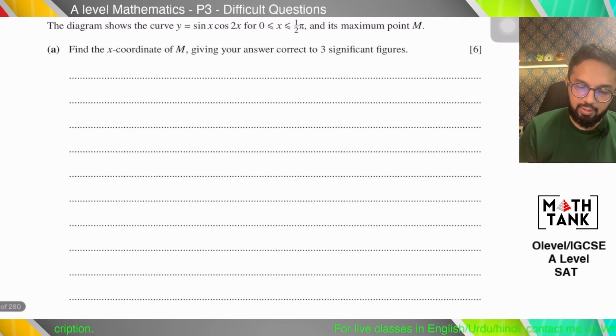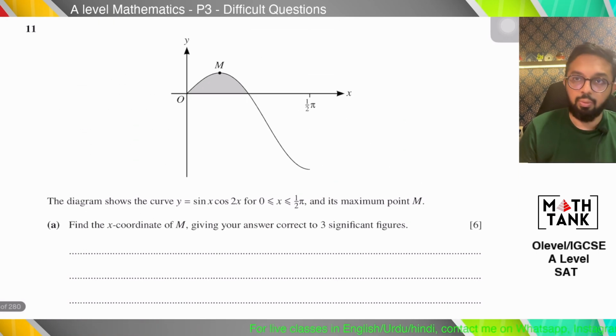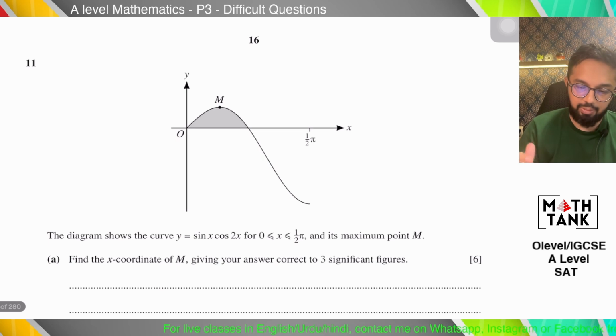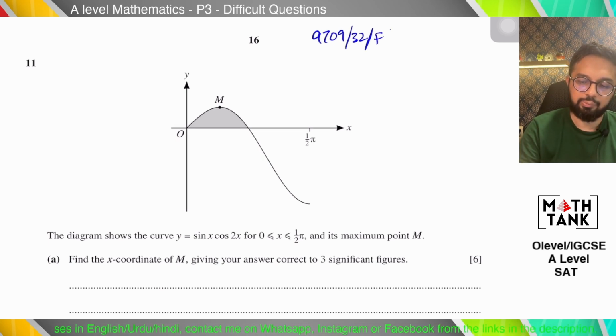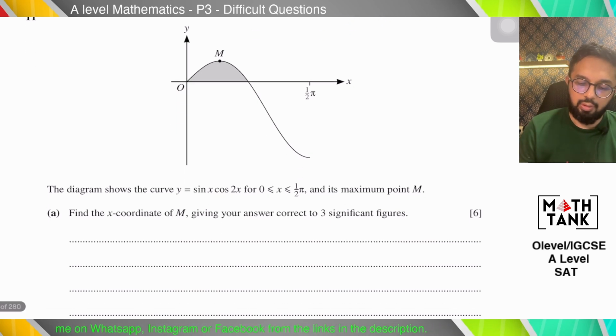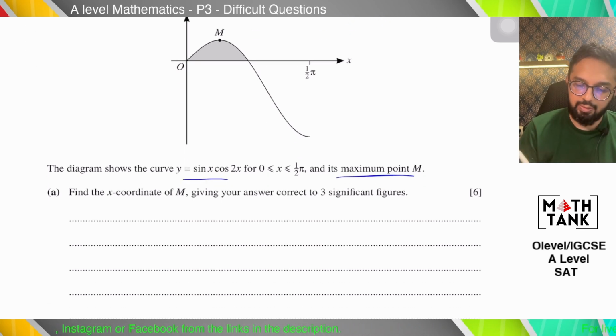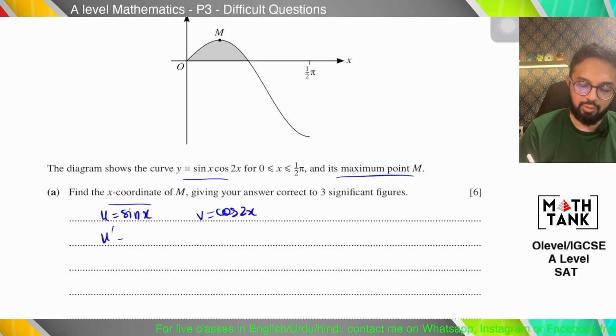Moving on to the next one, I have question number 11 from the same paper again. The diagram shows a curve y equals to this and its maximum point M. Find the x coordinate of M, giving your answer. So u is sine x, v is cos 2x, so u dash is cos x, v dash is minus 2 sine 2x.